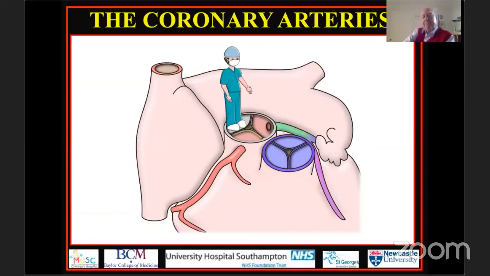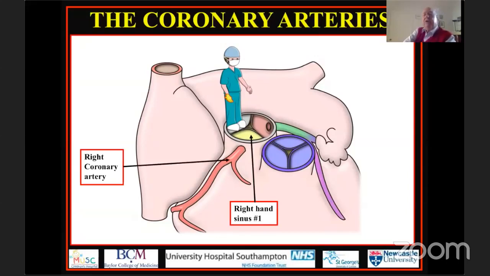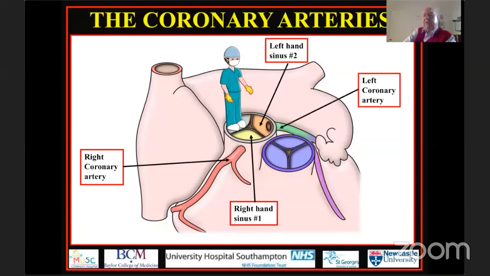And then as far as the surgeon is concerned, one of those sinuses will be to his or her right hand. And in the normal situation, we have no problem because that right-handed sinus, which nowadays we call sinus number 1, gives rise to the right coronary artery. So in the normal heart, the sinus that is to the left hand, which we now designate as sinus number 2, gives rise to the left coronary artery, and that in turn branches into the anterior interventricular and circumflex arteries.